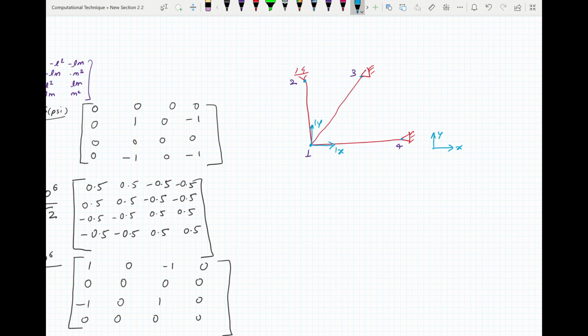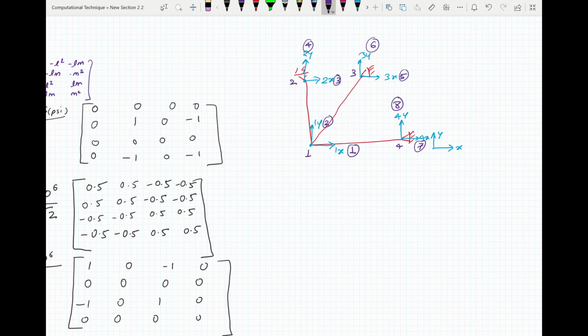This will be 1y. So this degree of freedom is 1x, this is 1y, and this one is 2x, this is 2y. This one will be 3x, 3y. This one will be 4x and 4y. Or you can label this as 1, 2, 3, 4, 5, 6, 7 or 8 as per your convenience.